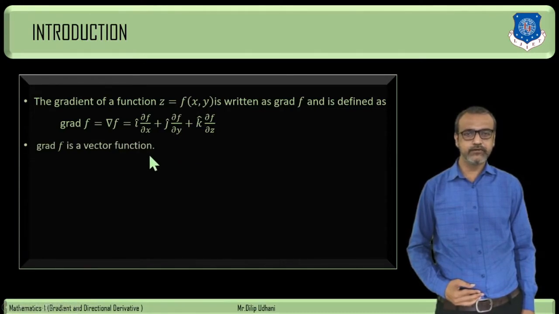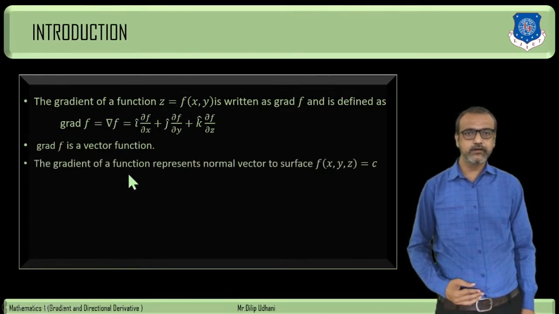Grad f is a vector function, as you can see. This is a vector physical quantity. A gradient of a function represents a normal vector to the surface f of x, y, z equals c.